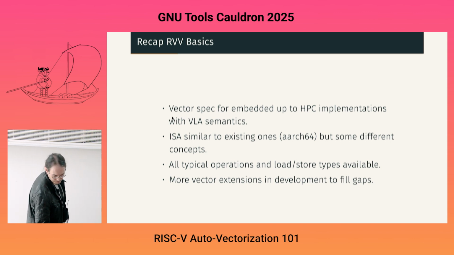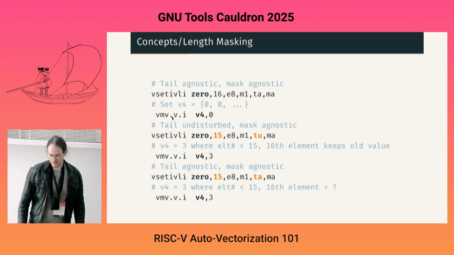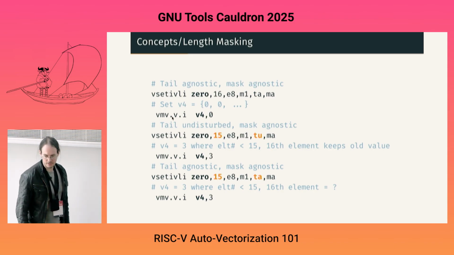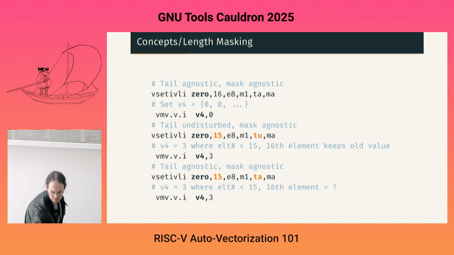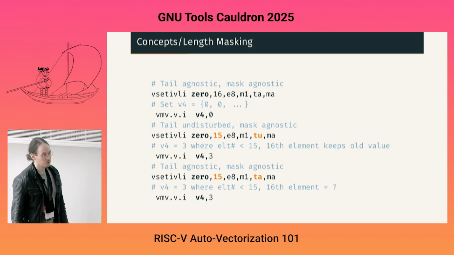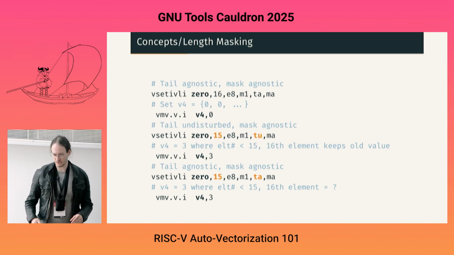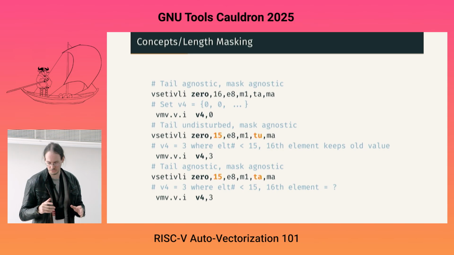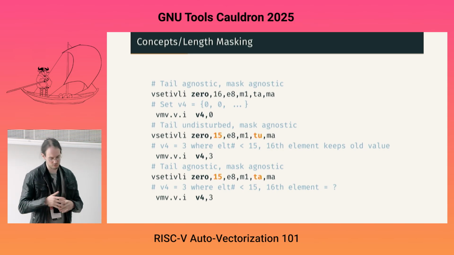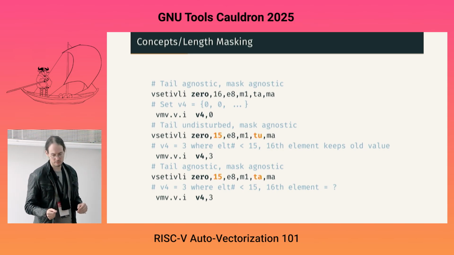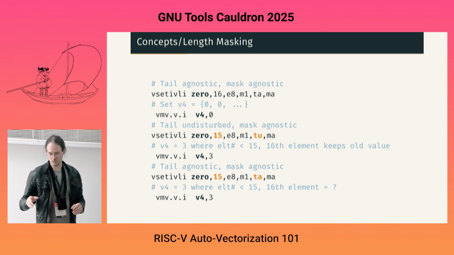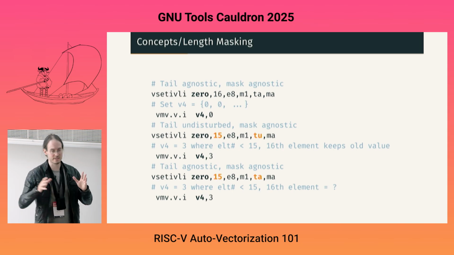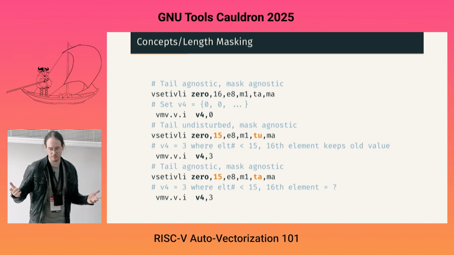Then let's continue. So this is a first concept slide. Length masking, what is it about? First, again, we set the vector type to 8-bit elements, and we set our length to 16. The first instruction that we're going to process is a broadcast, and this vmv.v.i broadcasts 0 to the vector register 4. So we just broadcast 0 at a length of 16 8-bit elements. That's pretty simple.